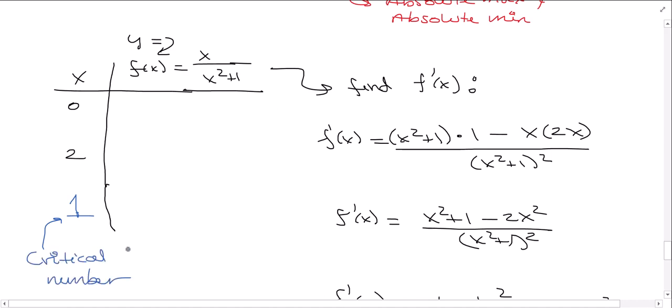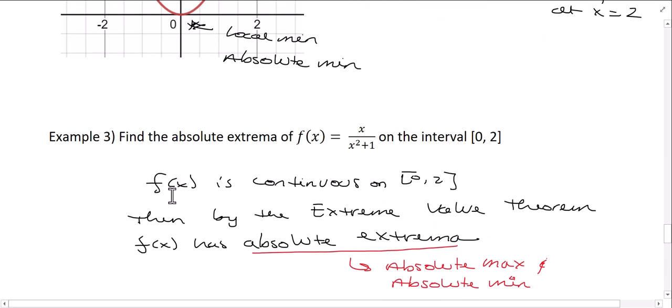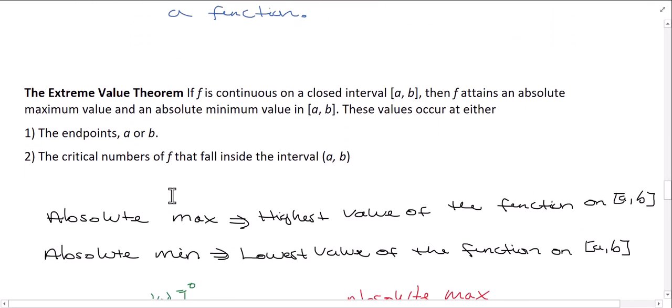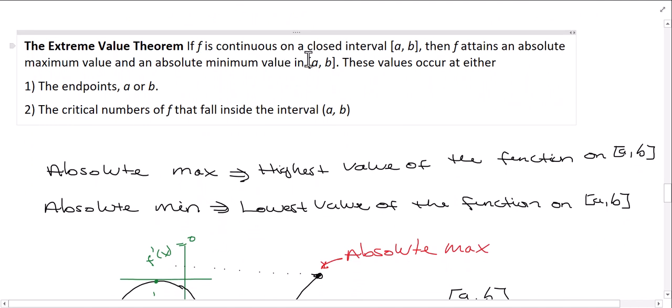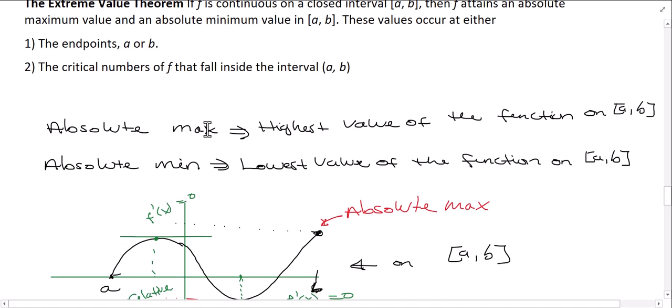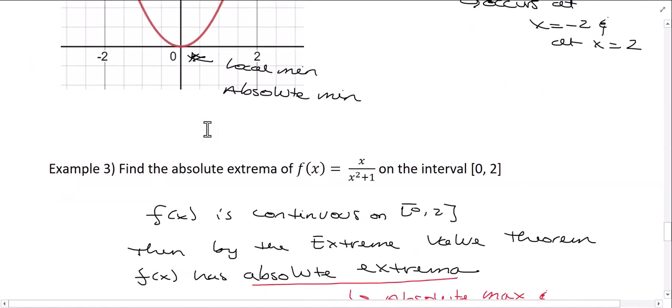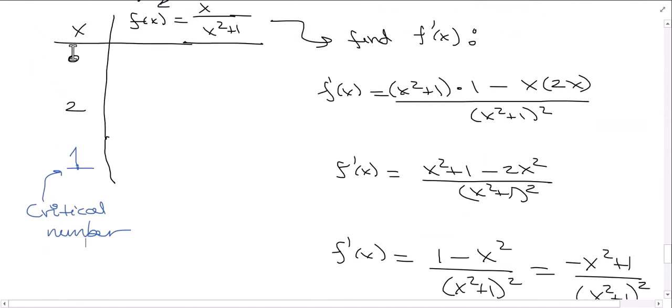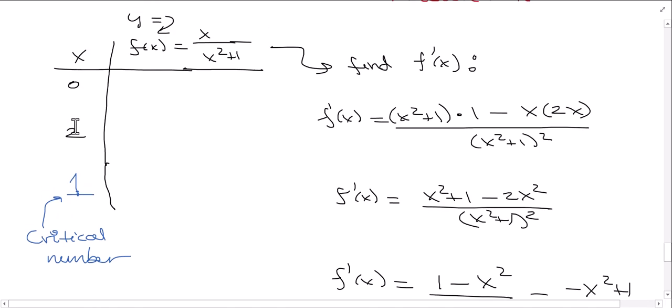Why am I testing that? The extreme value theorem says, let's go back to that, if a function is continuous in a closed interval, then it attains an absolute maximum and an absolute minimum value in that interval. And these values occur either at the endpoints, so I have to check 0 and 2, or at the critical numbers. So I need to check my critical numbers as well. So that's why I'm checking the endpoints and the critical number that falls inside that interval.